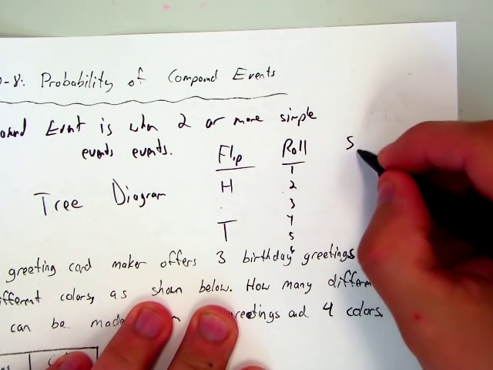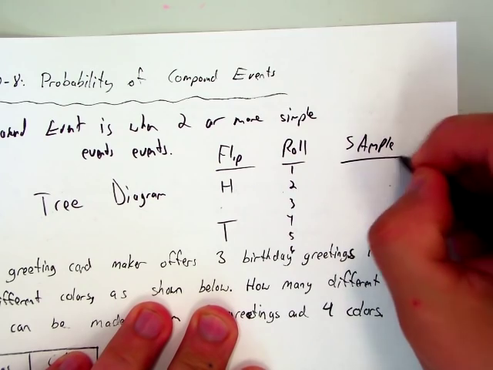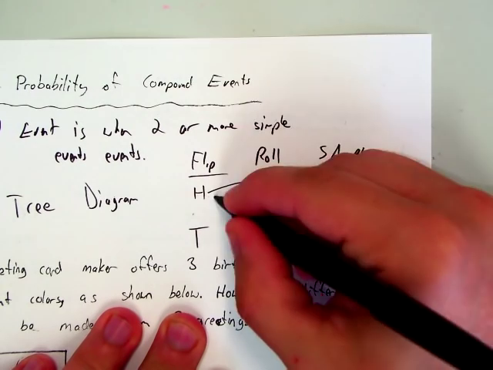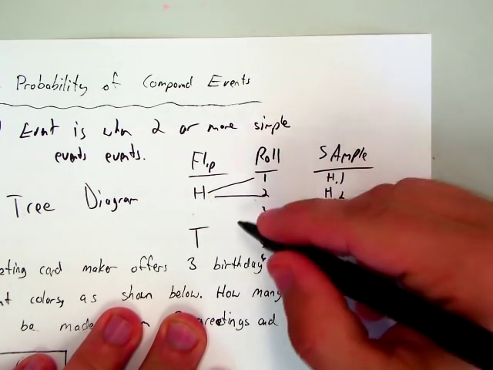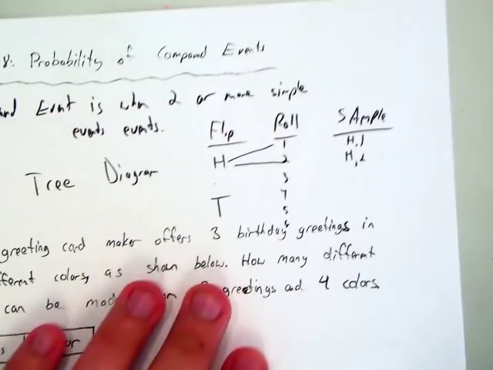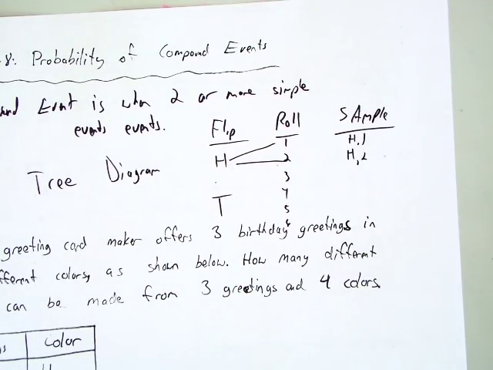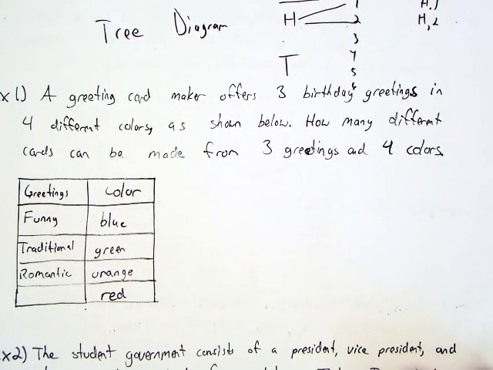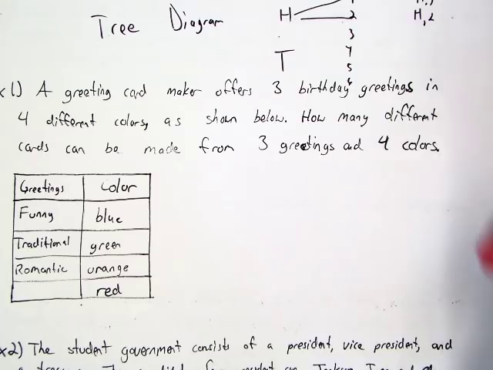And then the last one would be the sample space. So you could have heads and 1, heads and 2, heads and 3, heads and 4, heads and 5, heads and 6, and then with tails as well. So you can have many different types of outcomes, but using a tree diagram can help you figure out how many outcomes you could have. And then looking at the probability, you can use that to figure out how many favorable outcomes there actually are. So let's look at example 1 here.